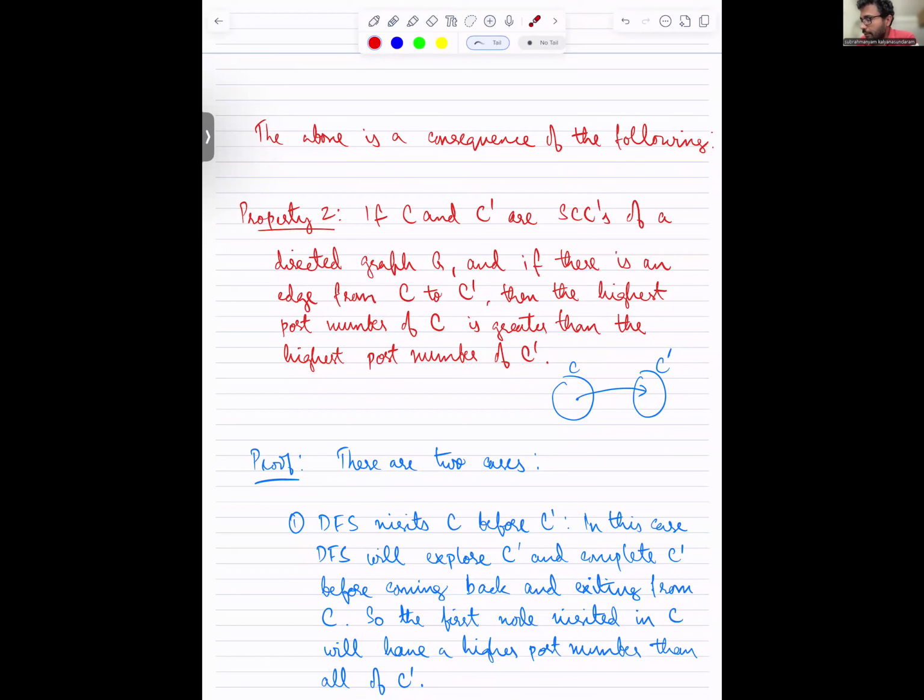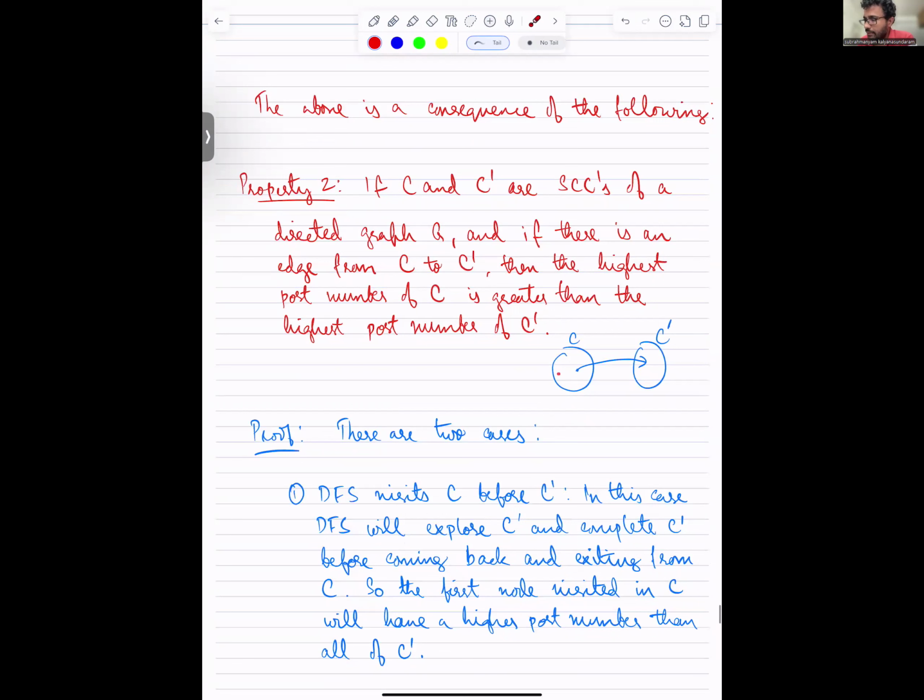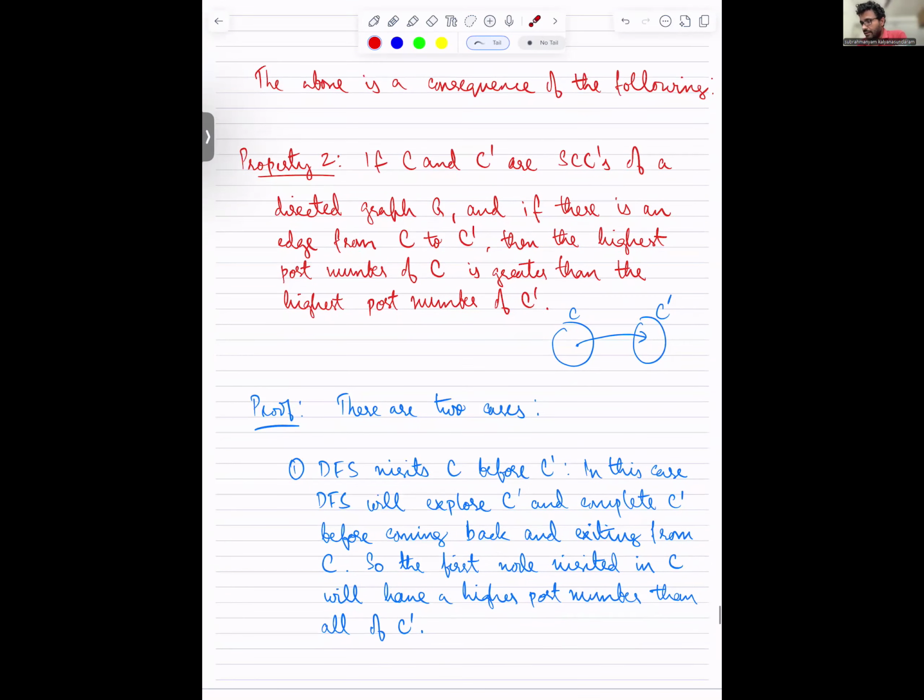Anyway, if you first discover C, at some point you discover C prime, and once you enter C prime, you will exhaust all the vertices in C prime, and then come back to C before exiting from C. So the highest post number will be from C, right? The vertex from which we exit C will have a higher post number than all the vertices in C prime. Okay, that is case one.